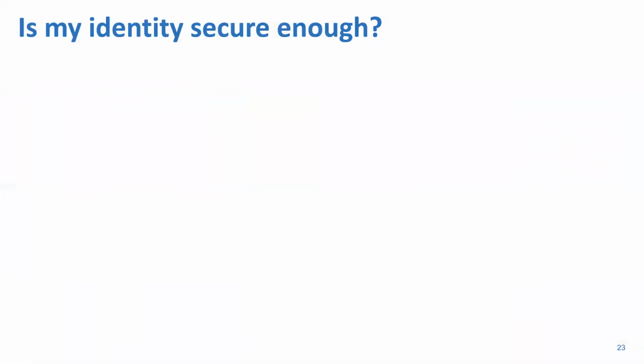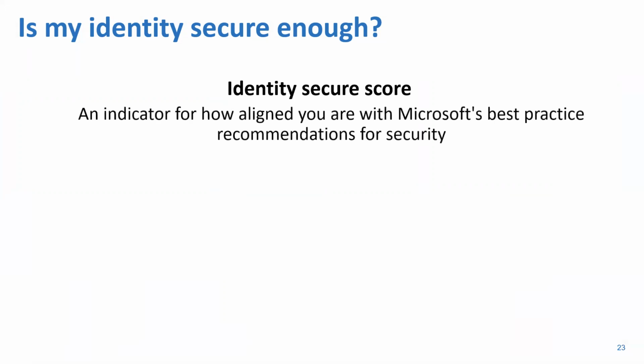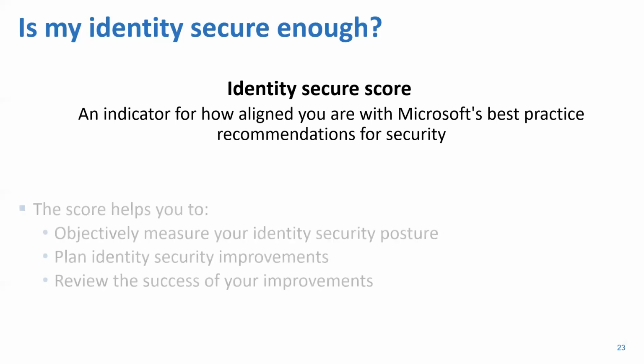So lastly, let's say we implemented some of them and you want to know what it is that you're missing, or how secure is your identity. That is where Secure Score comes in. So Secure Score is a score or an indication based on Microsoft's best practices around security, around identity security.